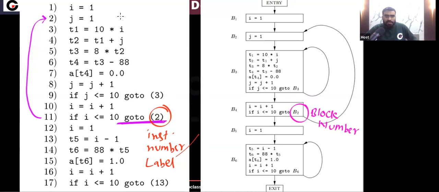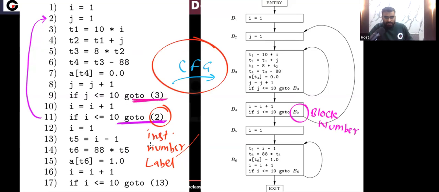See, once you convert this code to a control flow graph, please understand, when I convert to a control flow graph, then these instruction labels are replaced by block numbers, basic block numbers. And why? The reason is this.